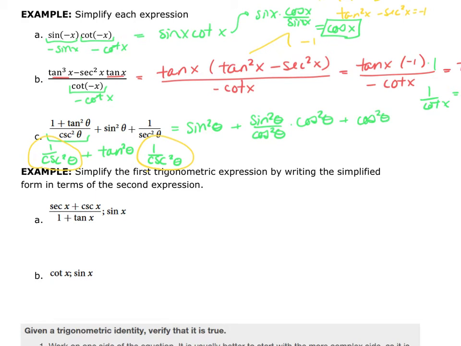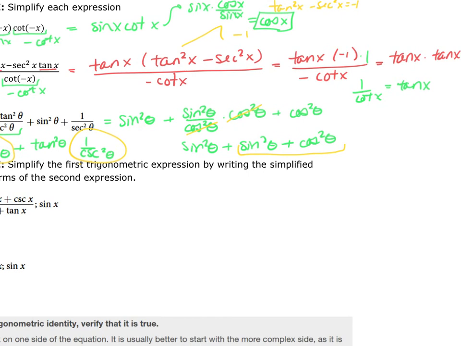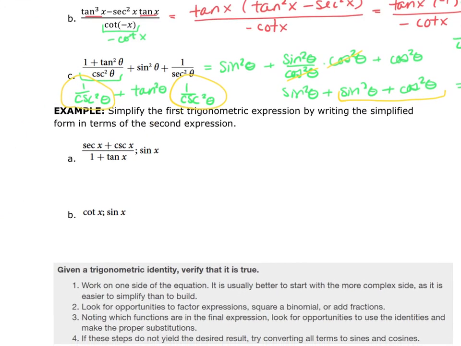So where I am at this point is you can see my cosines will cancel, and I'm going to have sine squared theta plus sine squared theta plus cosine squared theta. But these two are the same thing as 1, so this is just the sine squared of theta plus 1. And that's my final answer. There it is. Boom.